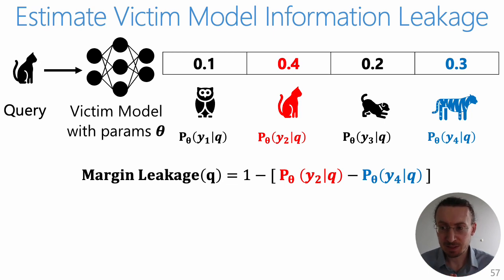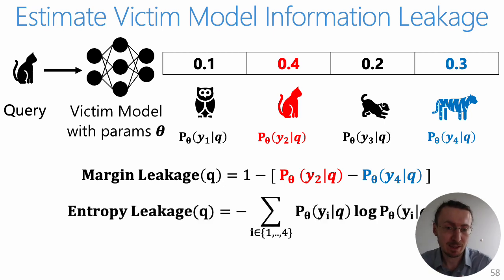If the gap is large, this means that the model is confident about the prediction and the margin leakage is low. On the other hand, if the gap is small, so the model is not confident if the input query represents a cat or a tiger, then such an example is probably close to a decision boundary between these two classes. An adversary might learn more about the model, so for this case the margin leakage is high.